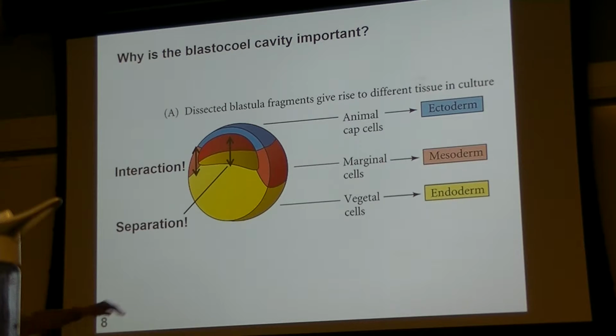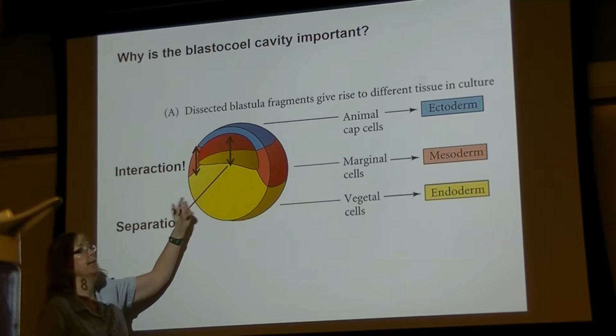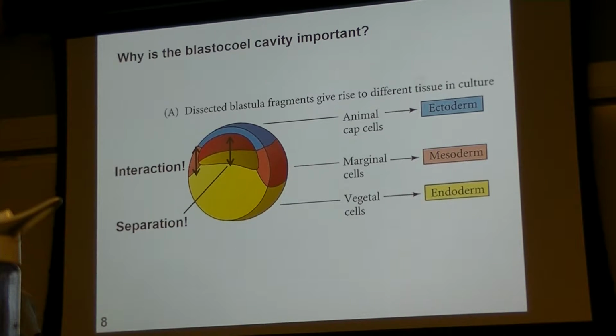So this signal coming from the vegetal cells here, any cells around the periphery, those can receive the signal and be induced towards a mesoderm cell fate. But the very animal cap cells separated by the blastocoel cavity, those don't see the signal, and therefore a portion of those remain to become ectoderm, which is what we want.